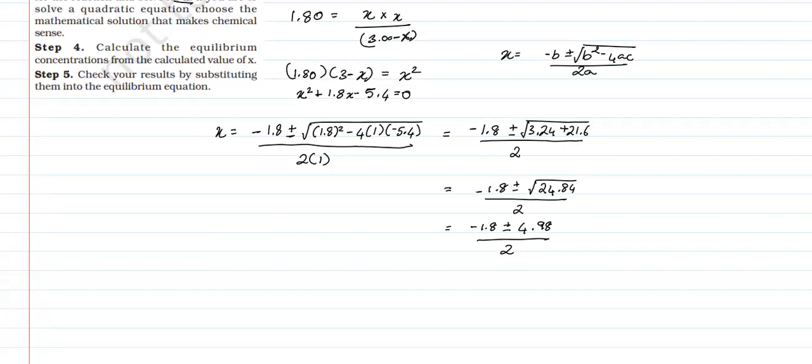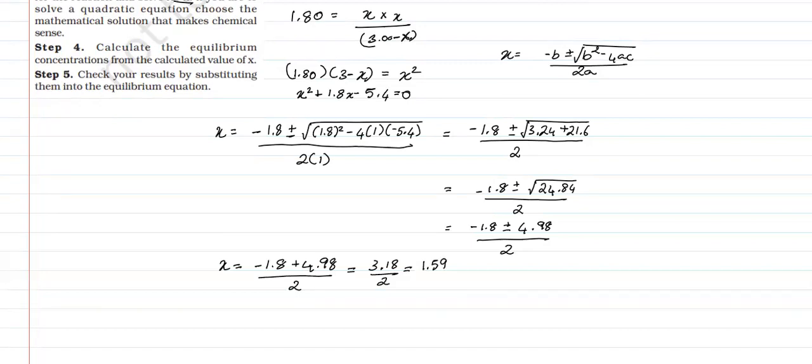Now, there are two ways you can go about this. You can either have both as minus, and if it is minus, our concentration would be negative. And usually concentrations tend to be a positive value, so the minus value is going to be out. So we will solve the equation for x with just the positive sign. So minus 1.8 plus 4.98 divided by 2. And this is equal to 3.18 by 2.